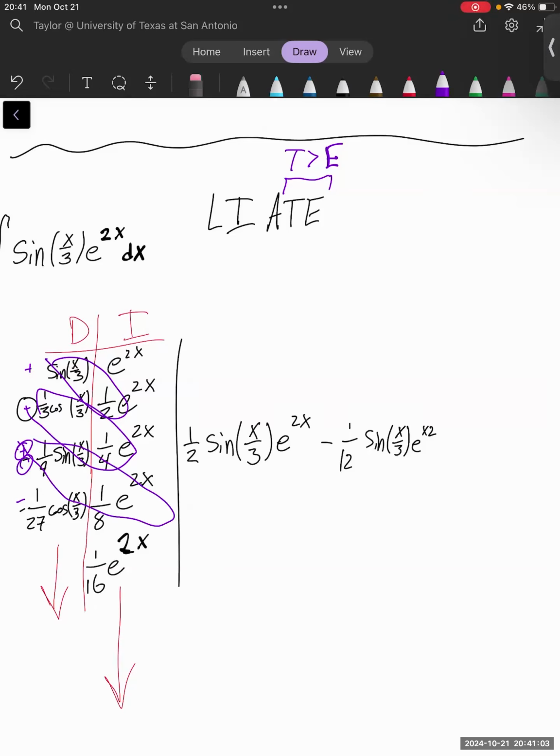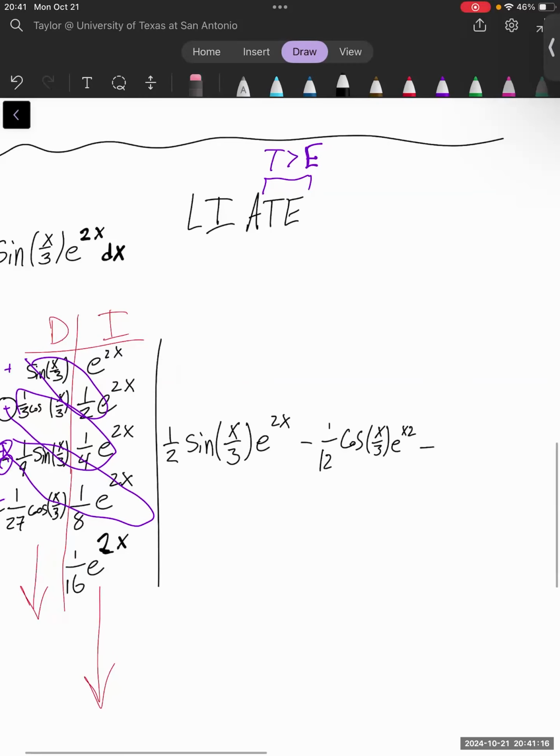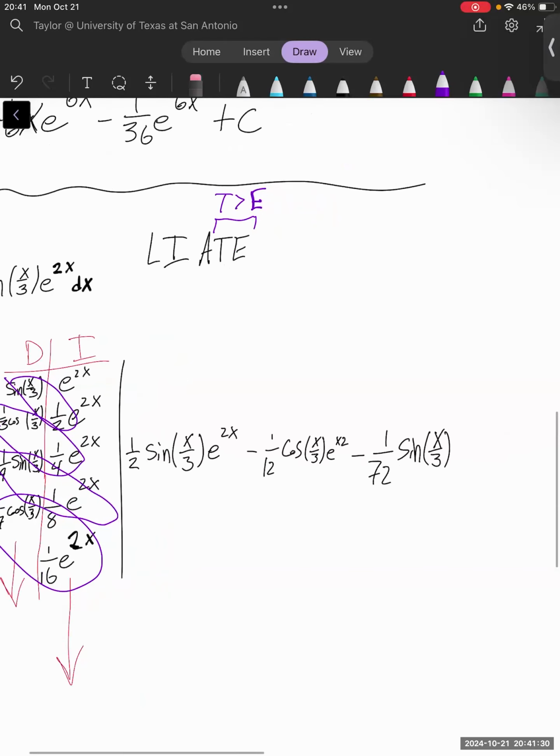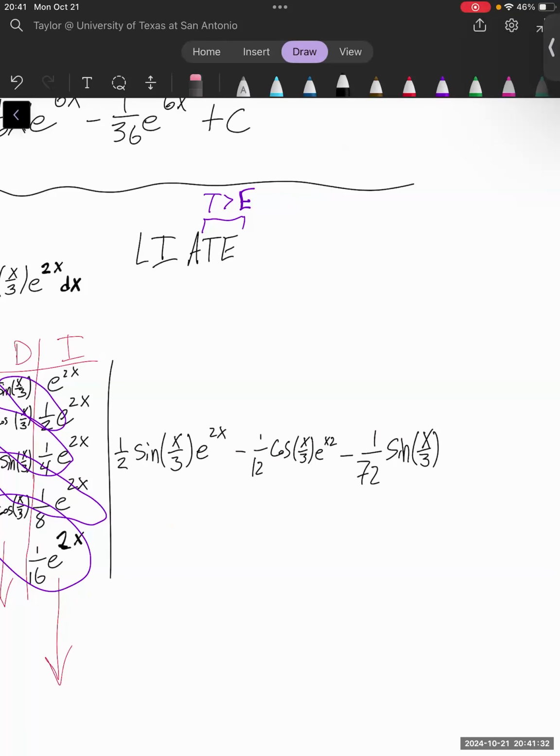Oh, and I did it again. I'm sorry. I've been having this problem for whatever reason. Cosine. And then our next term is going to be minus 1/72 sine of x over 3. And then one more time. We've got a minus and then another minus, making it a plus.